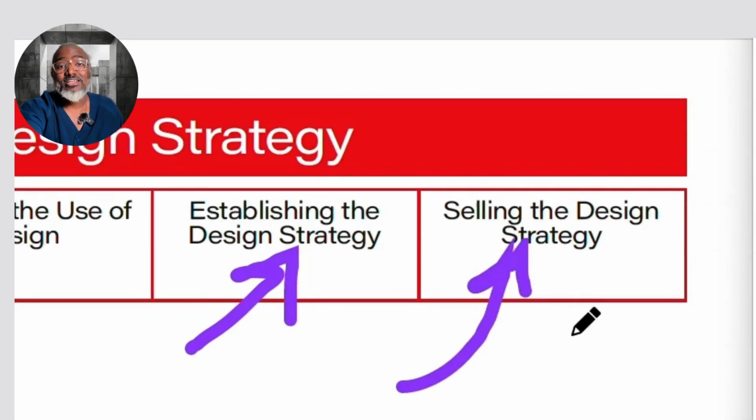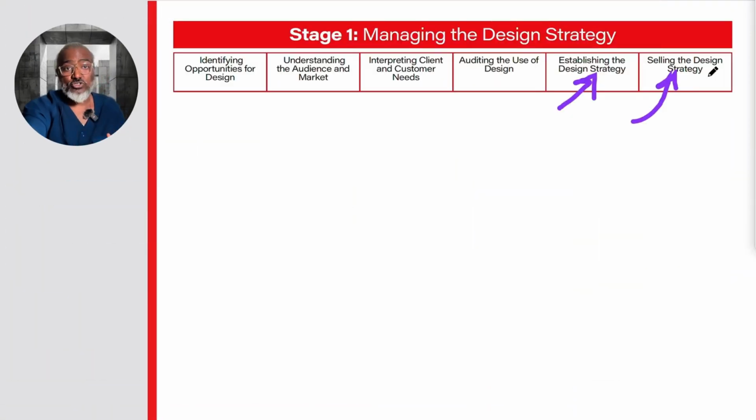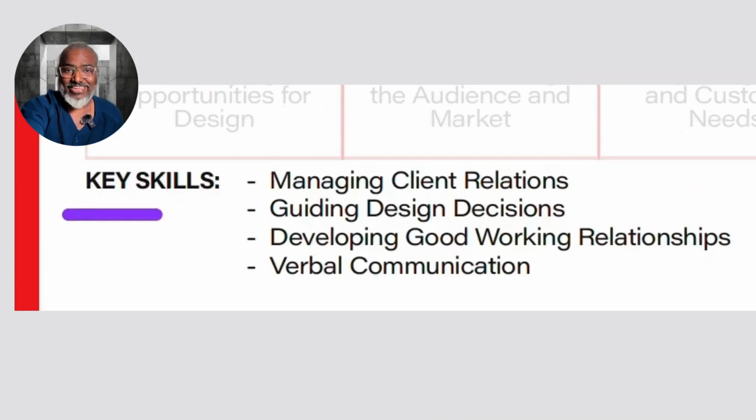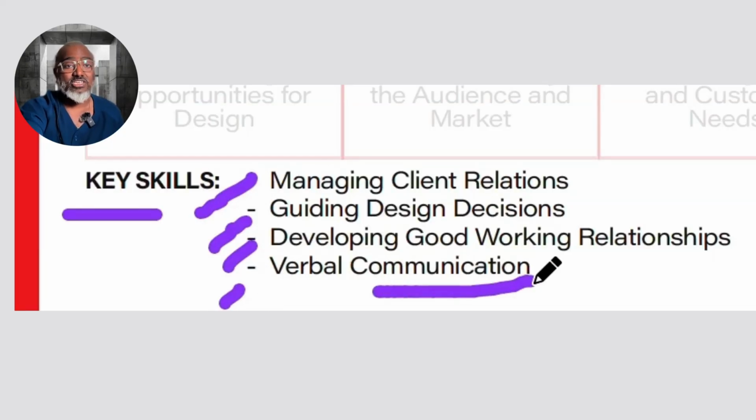Not only creating, you have to have the capacity and capability of selling this design strategy to the prospect, whoever. In this case, if it is B2B buyers, you need to be good at selling to B2B. To sell your strategy to the board of directors so that they can invest money in your new product, you need to be really good at selling your ideas. What key skills do you require to perform better in stage one? Managing client relationships, guiding design decisions. Third is developing good working relationships. The fourth is that verbal communication is critical.